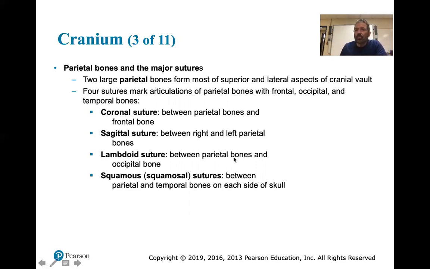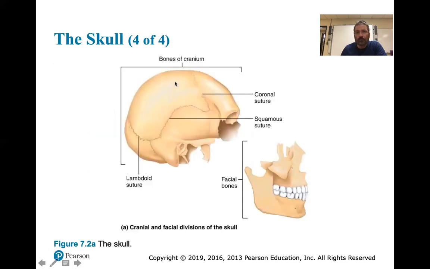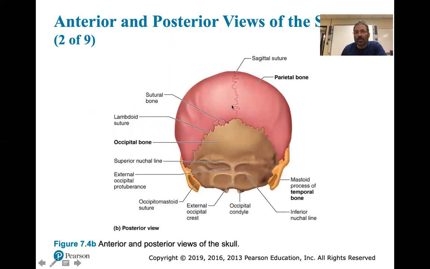So these names will give you landmarks or a hint as to where they're located. There's coronal, there's the squamous, and there's lambdoidal, just by the shape of it. There's a sagittal, like the sagittal plane. So you have to think, wait a minute, is this anterior or posterior? Well, this is actually posterior. Look, from P to A, posterior to anterior.